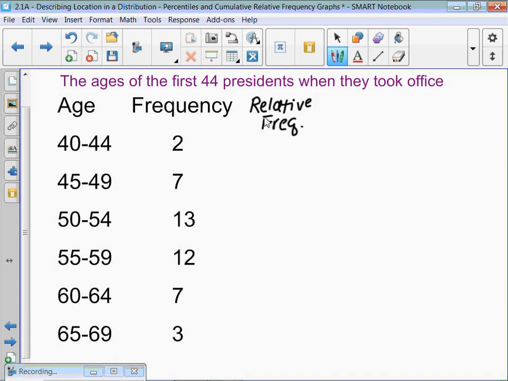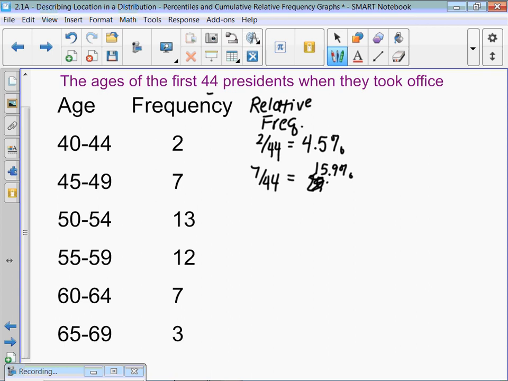Change it into percents. How many presidents are there in this? There's a total of 44. It tells us right here. So for relative frequency, we have 2 out of 44 of our presidents who were young, and we get 4.5%. For the next one, we have 7 out of 44, which gives us 15.9%.